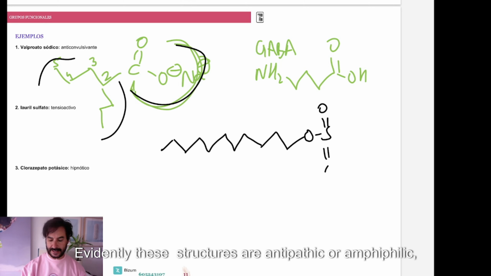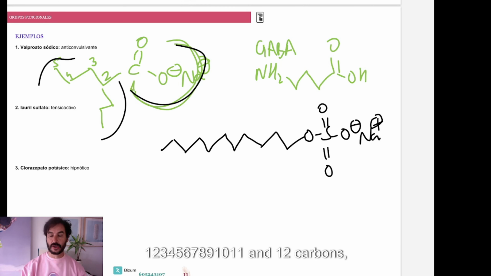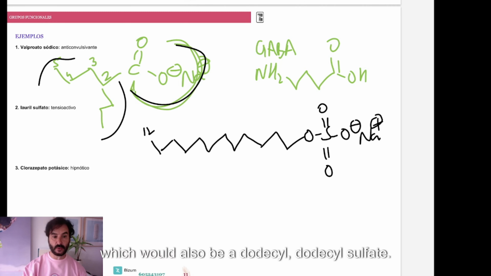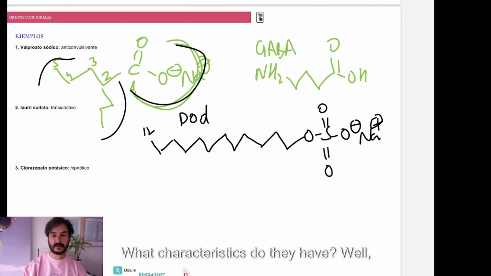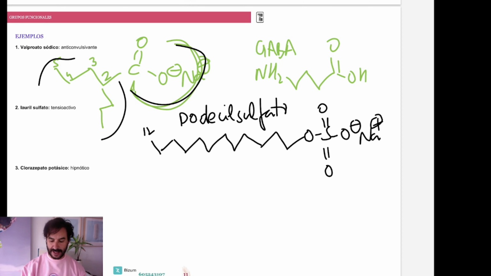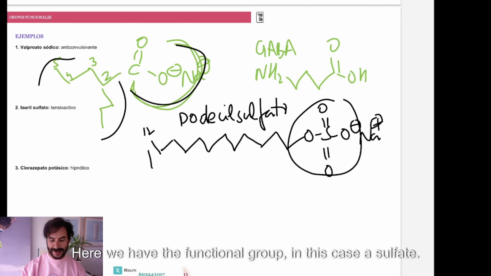Evidently, these structures are amphipathic or amphiphilic. They have 2, 3, 4, 5, 6, 7, 10, 11, and 12 carbons, which would also give a dodecyl sulfate. What characteristics do they have? Well, they are structures that have a polar zone and an apolar zone. Here we have the functional group, in this case a sulfate.